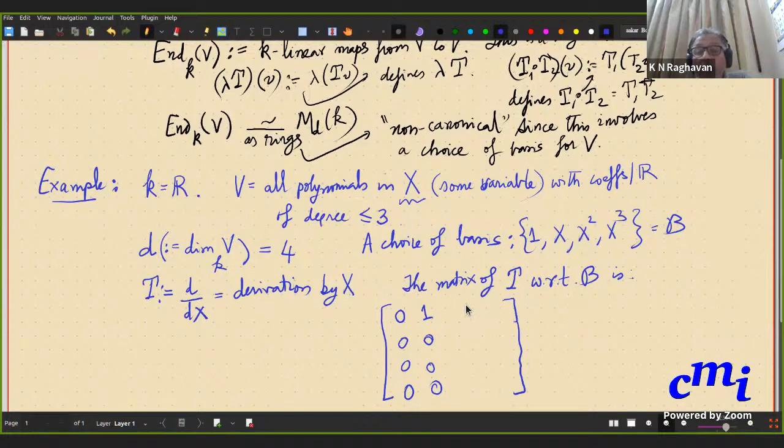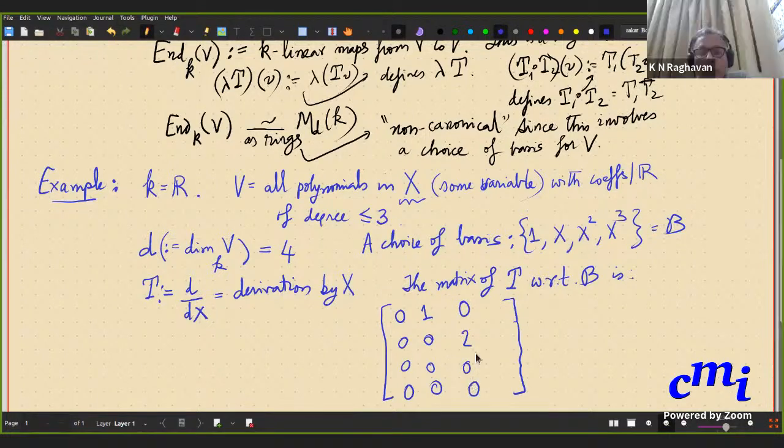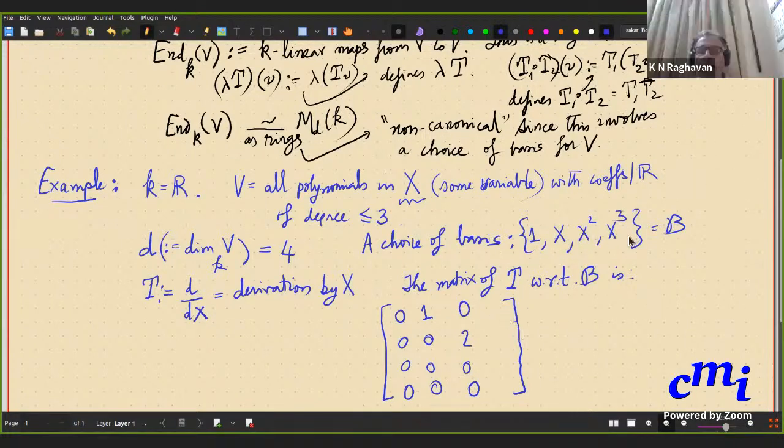Third and fourth columns as well. 0, 0, 2, 0, 2, 0, 0, 0, 0. Because when I take the derivative of x squared, I get 2x, which is just twice x and 0 elsewhere. Okay. And then this one. Yes, sir. 0, 0, 3, 0.